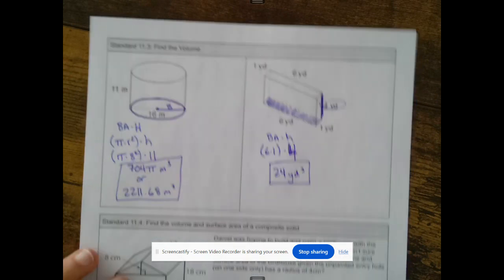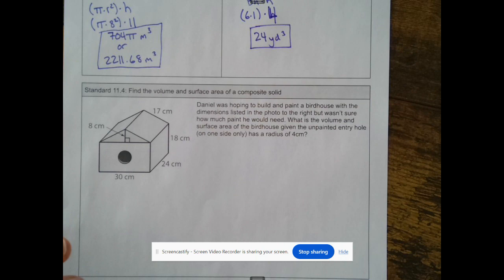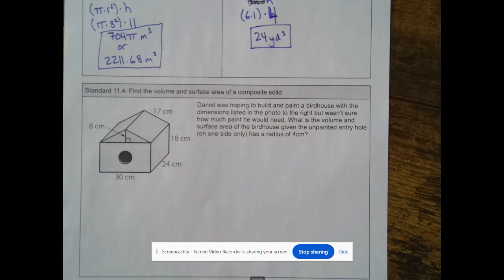Okay, let's move on to standard 11.4. Now on this one, this can get hard. It's easy to lose track of numbers. Get scratch paper, spread your work out as you need it. Don't crunch your work in here. Try to stay organized. That's the biggest thing.